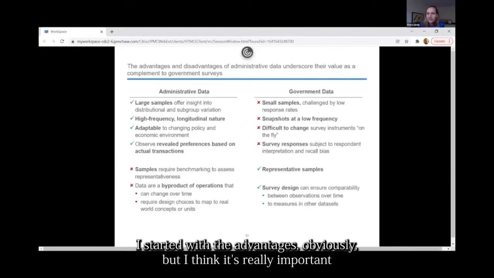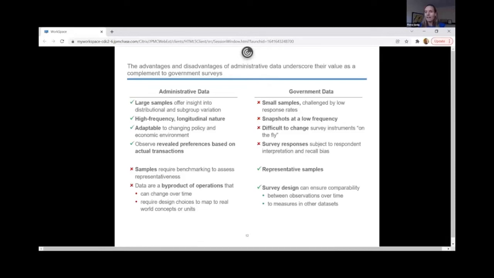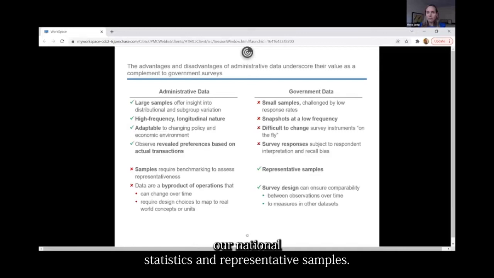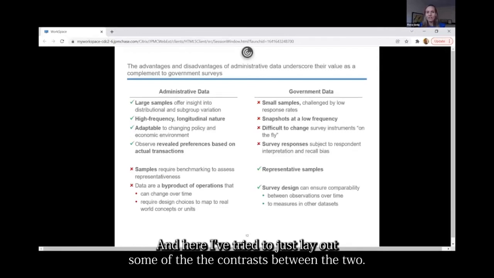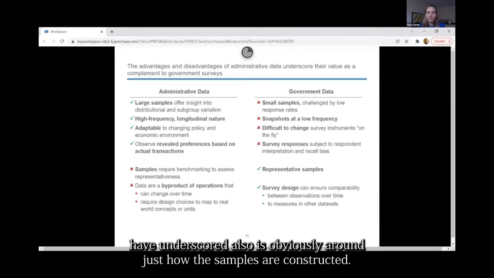I started with the advantages, obviously, but I think it's really important to think about administrative data as a complement to our national statistics and representative samples. And here I've tried to just lay out some of the contrast between the two. I think there are two really important things to underscore, which Ron and others have underscored also, around how the samples are constructed.